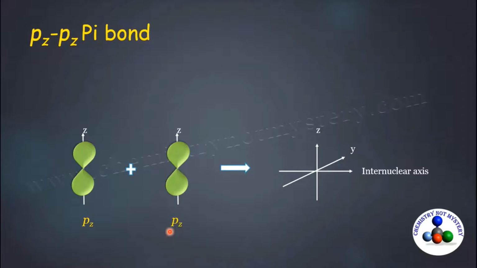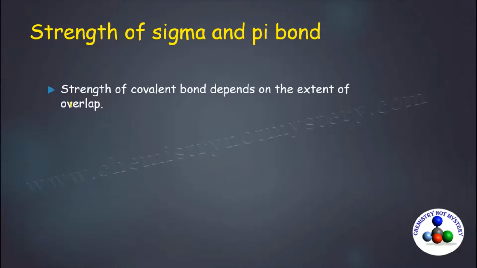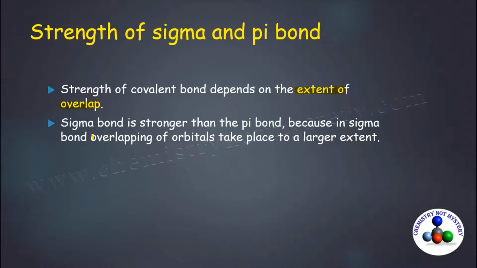Similarly, when pz and pz orbitals overlap, they overlap perpendicular to the internuclear axis and it also results in the formation of a pi bond. When you compare the strength of sigma bond and pi bond, the strength of a bond depends on the extent of overlap. In a sigma bond there is better overlap. That's why a sigma bond is stronger than a pi bond.